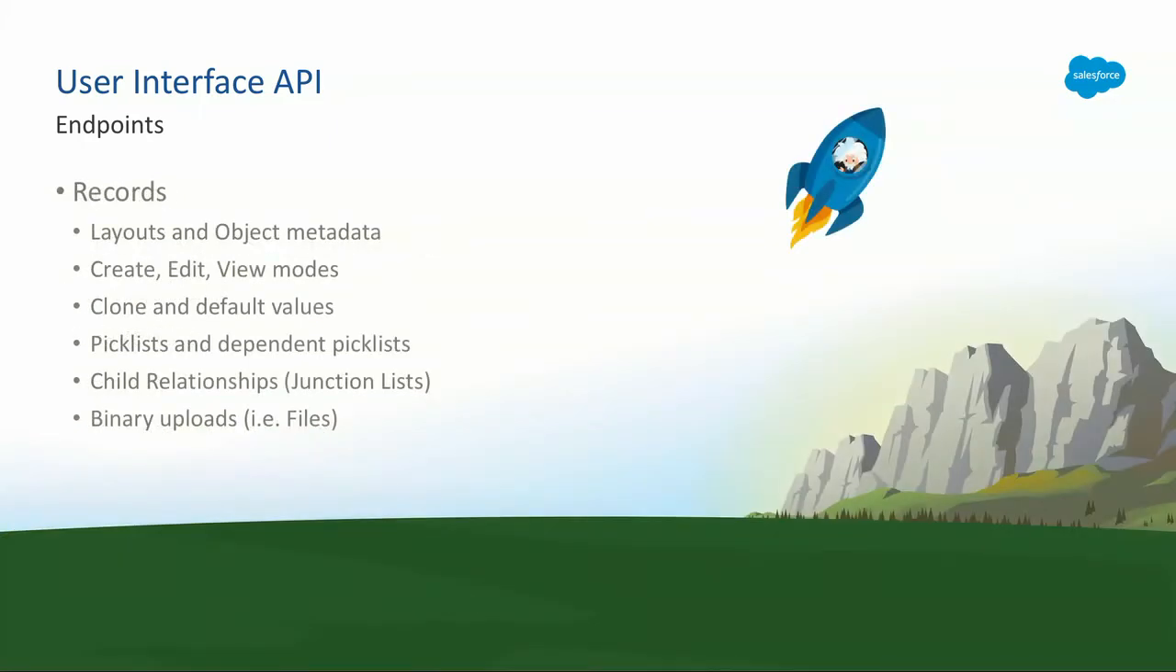And then we have child relationships. So for junction lists, you can actually get all of that data too with a single call. You can specify that in the UI API to get the different child relationships as well as the data for those. It also supports binary uploads, so you can do multi-part uploads of files within the UI API. You can also do patch requests, so you can update records without passing in the whole record. You can just pass in certain fields that need to get updated, and that works out of the box as well.